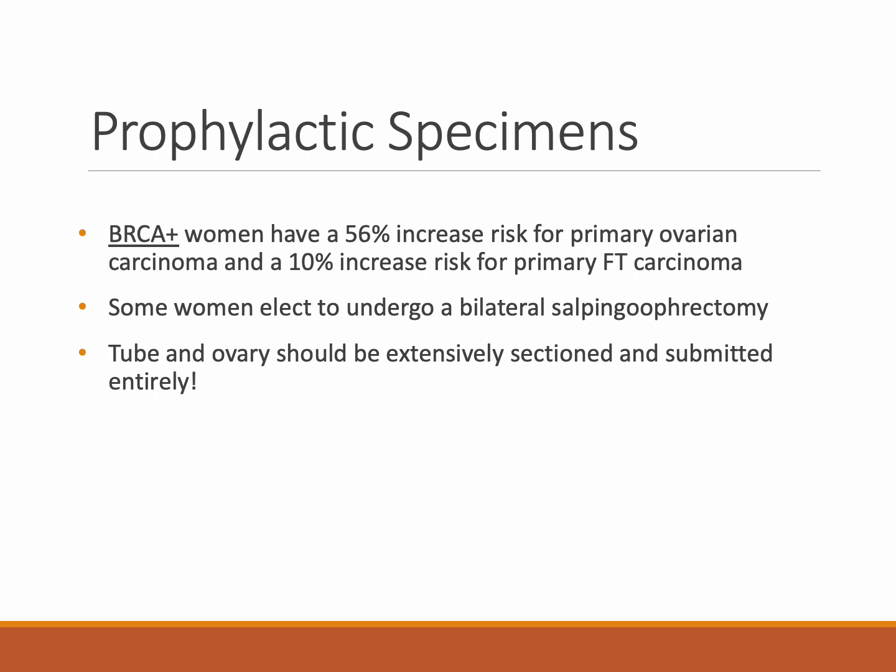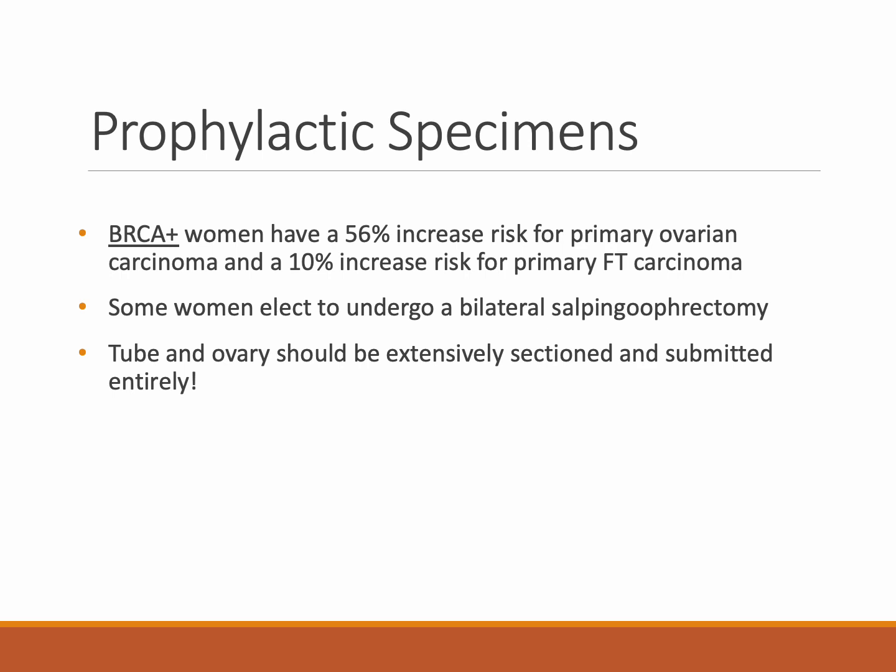There's also a case where you might see a lot of these specimens for prophylactic submission. So BRCA positive women, and this is a sort of cancer-related gene, if it's present in women, they have an increased risk for breast cancer as well as ovarian and potentially fallopian tube cancer. So you'll talk about BRCA when you get into the breast lecture in a few weeks. But in terms of ovarian cancer, we have an over 50% increased risk of carcinoma and even a mild increase of fallopian tube carcinoma.